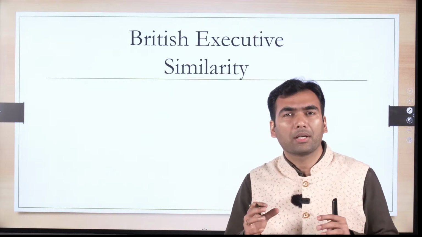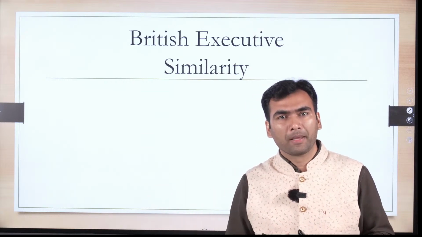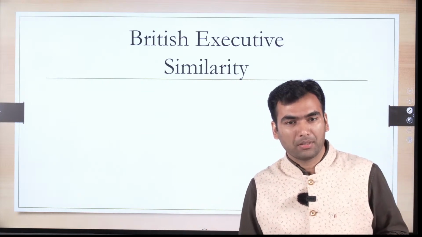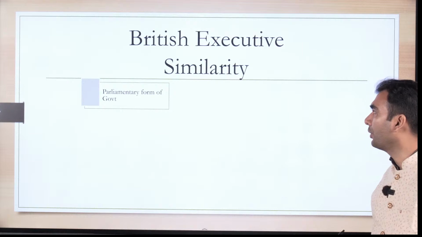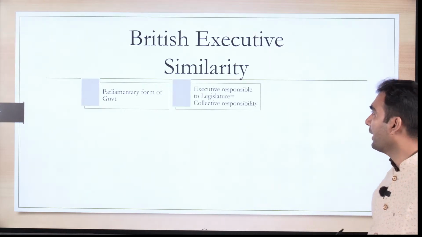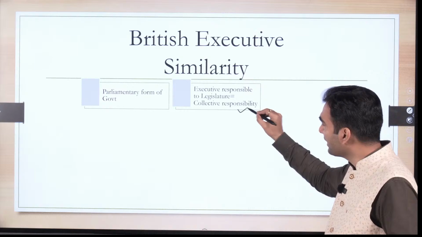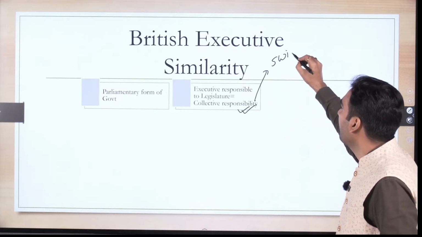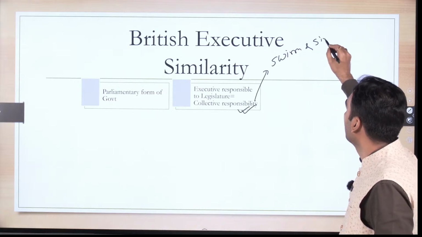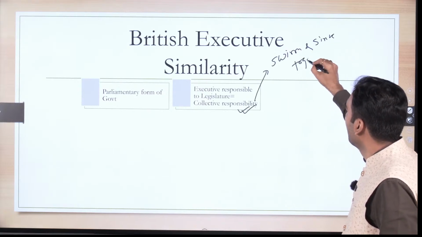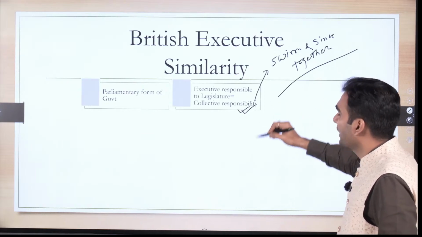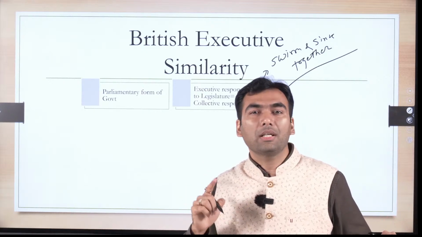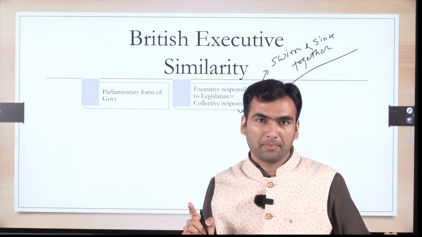The ministers are appointed on the recommendation of the prime minister. So a lot many things are similar, just note it down. They have parliamentary form of government, executive is responsible to legislature. There is the concept of collective responsibility. This is also written as they swim and sink together. Swim and sink together means if prime minister resigns, it automatically leads to dissolution of the complete council of ministers.